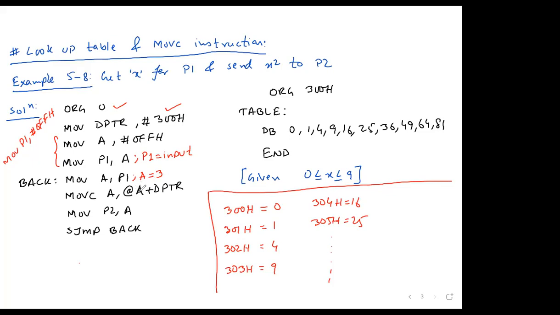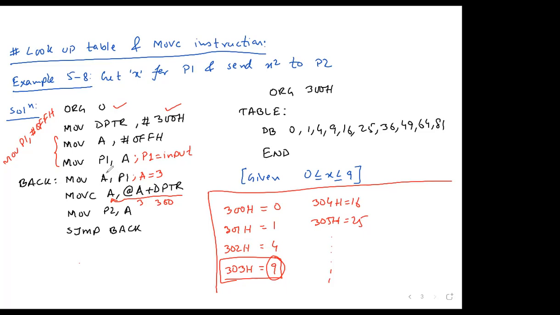All right. Now look at this address. Your A contains 3, your DPTR contains 300. So which address will you go to? 303. Exactly. What is there in this address? 9, right? So now you are moving 9 into the accumulator. That 9 you are moving to P2, and then you are going back.